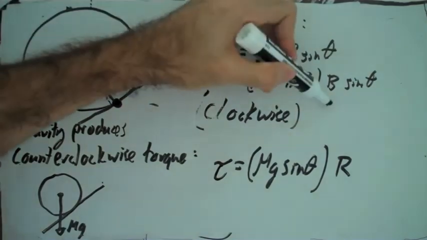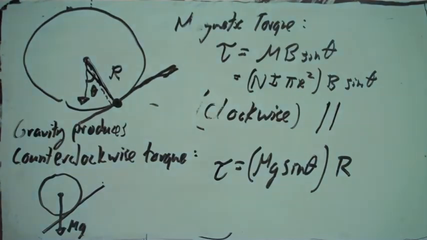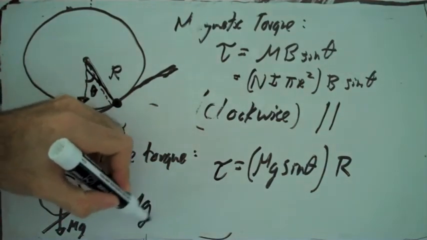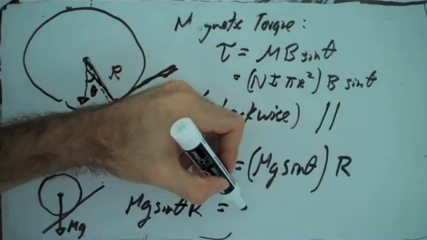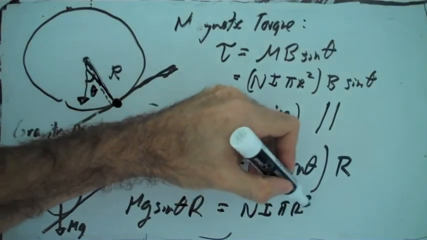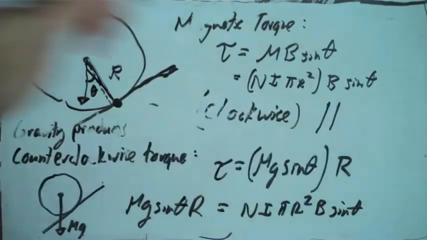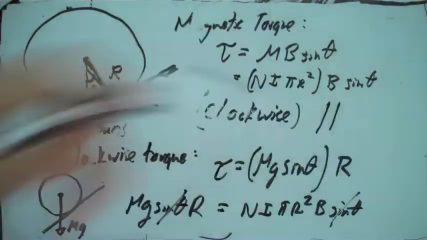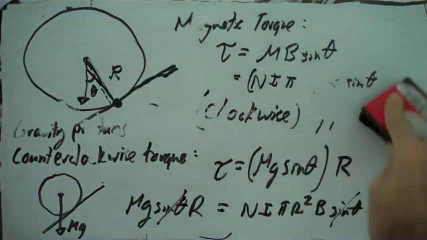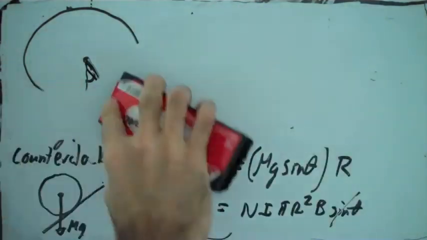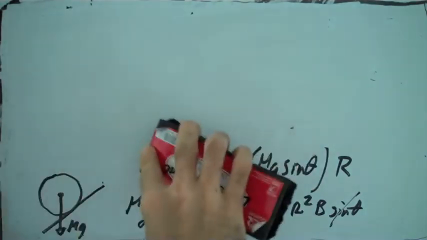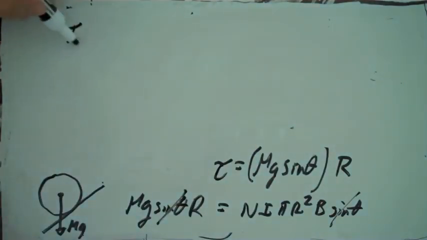So gravity produces this. These two torques are equal, the magnetic torque and the gravitational torque, because the ball is in equilibrium. So we just set these two things equal to each other in this way. And if the two torques are equal, we can cancel out the sine of the angle. And now we could easily solve for the current I from this equation. So I turns out to be this thing.